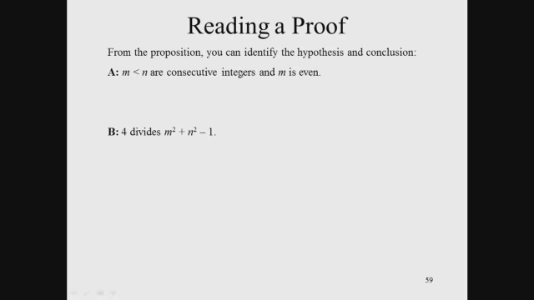We can assume A is true. Our job is to show that B is true. Now let's look at what the author has written in the first sentence. Let n equal m plus 1.